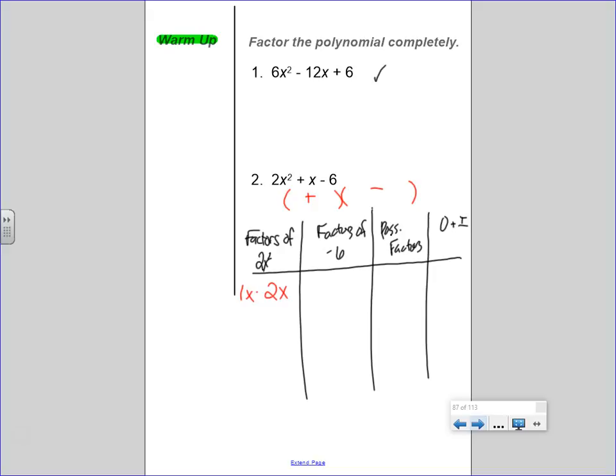What are possible factors of -6? -3, -2, negative... No, negative 1. We could have -1 times 6. That's true. Now, this is where it gets a little tricky.